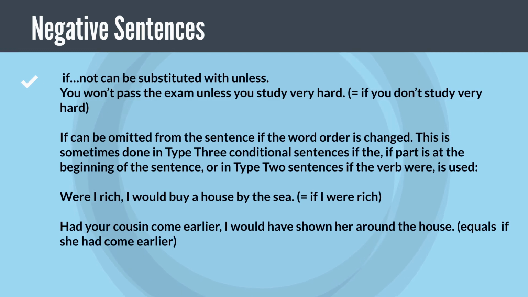If can be omitted from the sentence if the word order is changed. This is sometimes done in Type 3 conditional sentences if the if part is at the beginning of the sentence, or in Type 2 sentences if the verb were is used. Were I rich, I would buy a house by the sea. Equals: if I were rich. Had your cousin come earlier, I would have shown her around the house. Equals: if she had come earlier.